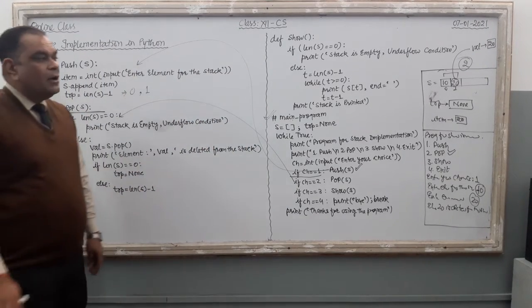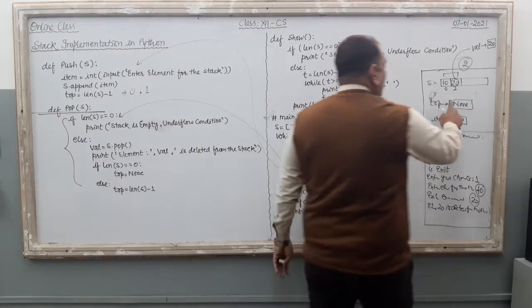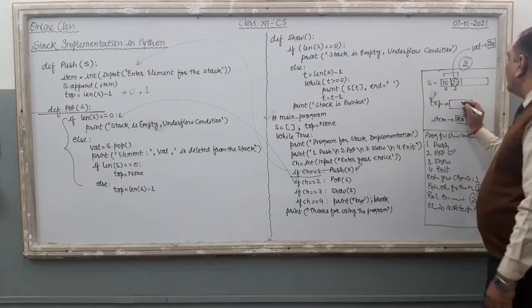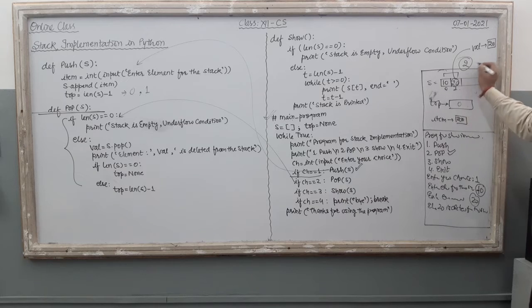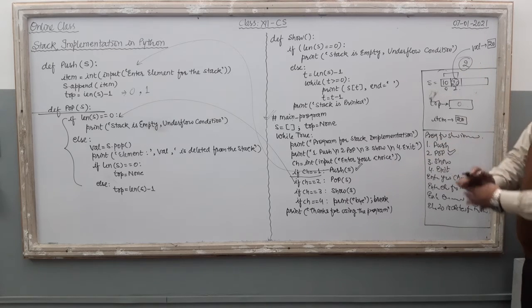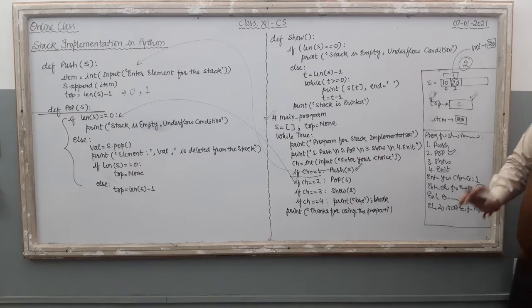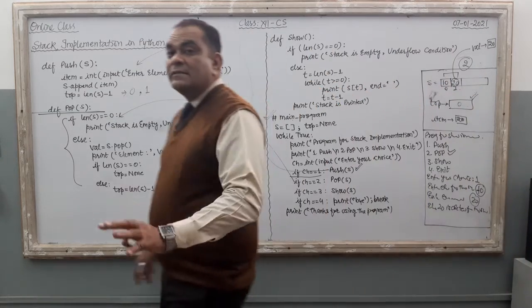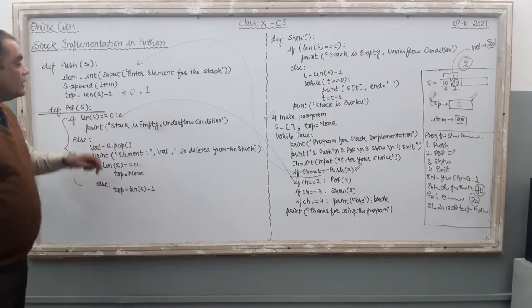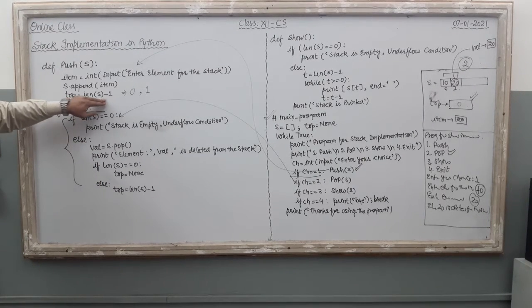What is there in the top? Top is having right now value 0, 1. 1 is removed, the length is decreased, and then the top variable is stored 0, 1. Right? So here, just see, it is necessary in each and every function that you change the value of the top variable by giving the specific statement.